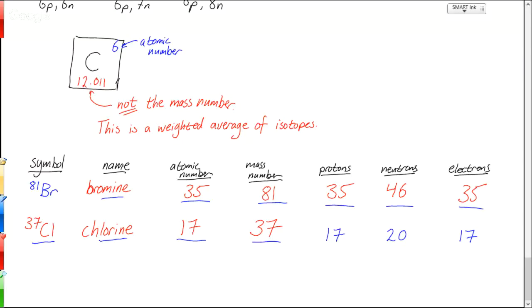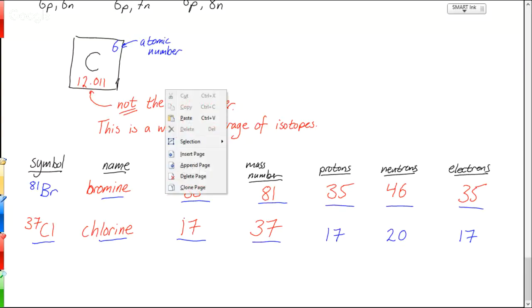All good? Okay. So that's it for the atomic structure in terms of the protons, neutrons, and electrons. That's all you have to be able to do, is figure out what those numbers are based on the information given. Then the next part we're going to look at is the electronic structure. What are the electrons doing?